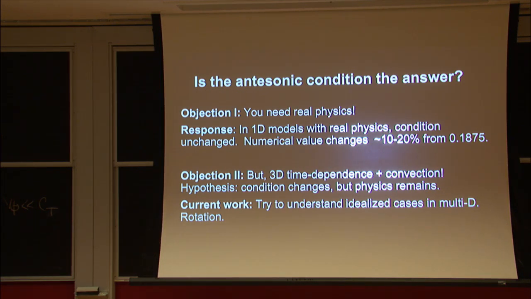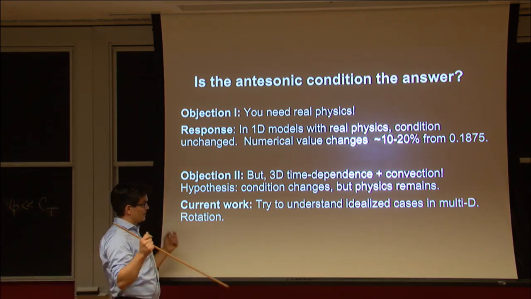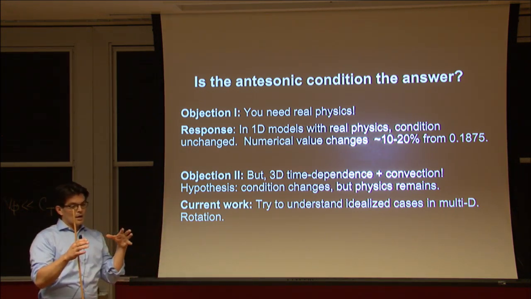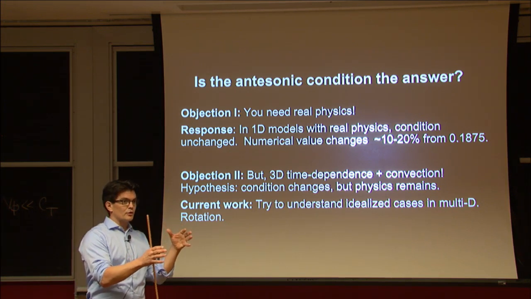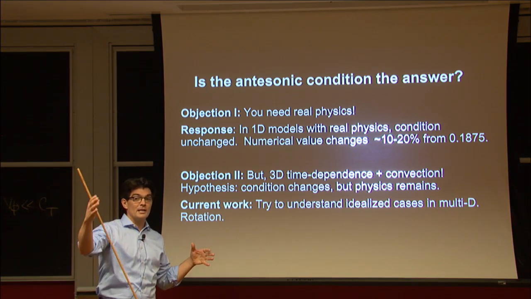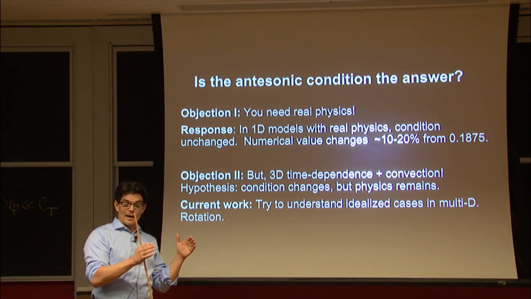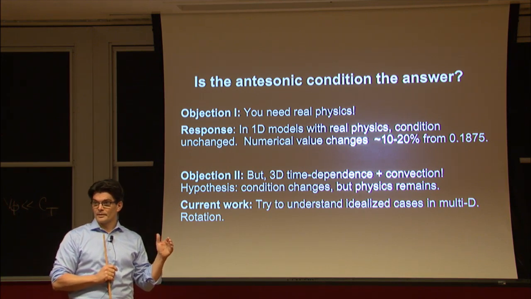Okay, so it's a partial answer. You could say, oh, well, what sets CT? Well, there might be new physics. For example, simulations of David and others would say there is new physics inside the neutron star that increases the neutrino luminosity, which increases the neutrino heating rate. And I would say, great, that's the antisonic condition. What happens is that you heat the matter more.